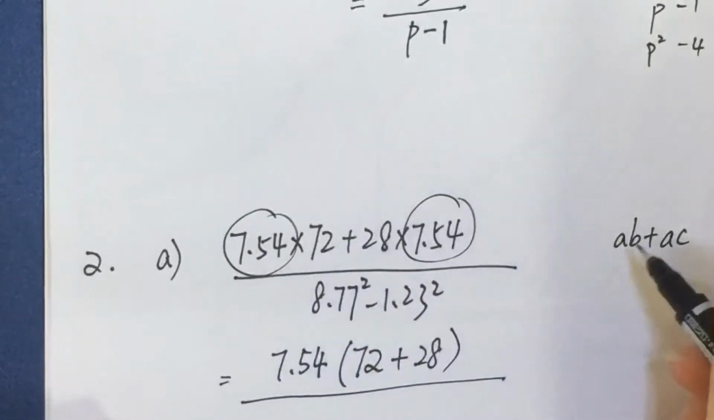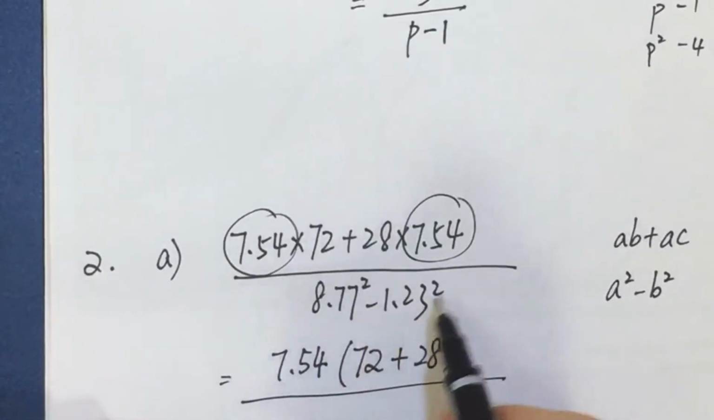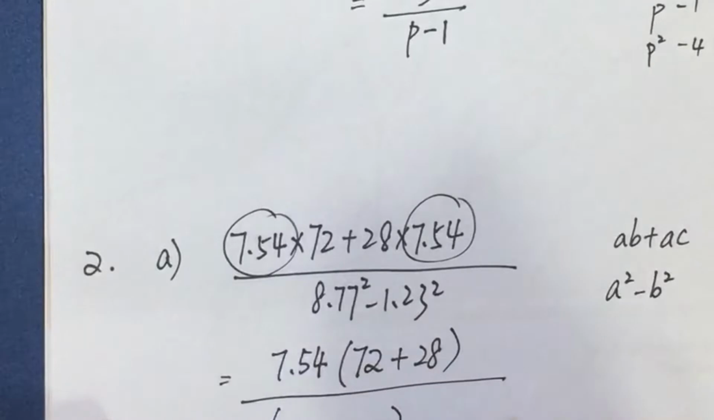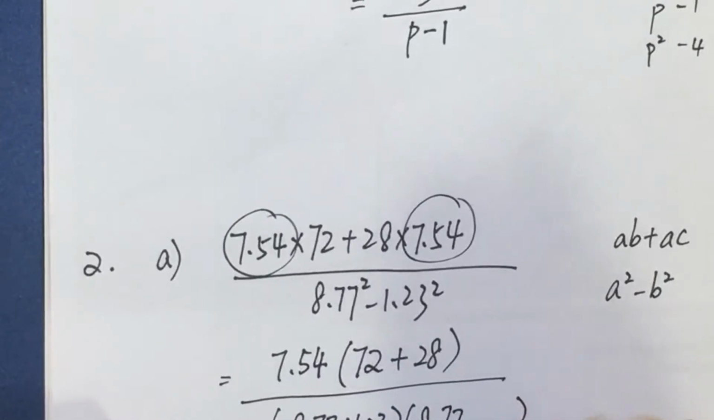Whereas the denominator is just like A squared minus B squared. Okay, so square minus square. Square minus square, you always have to put a plus and a minus. So you put a plus and you put a minus.